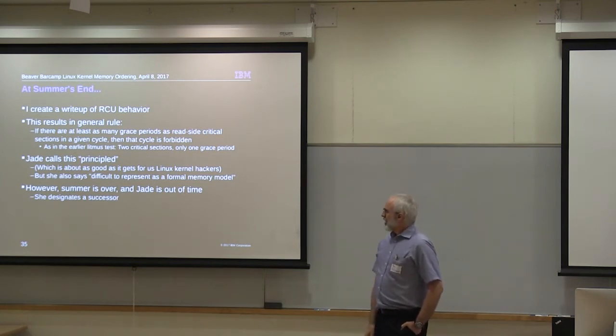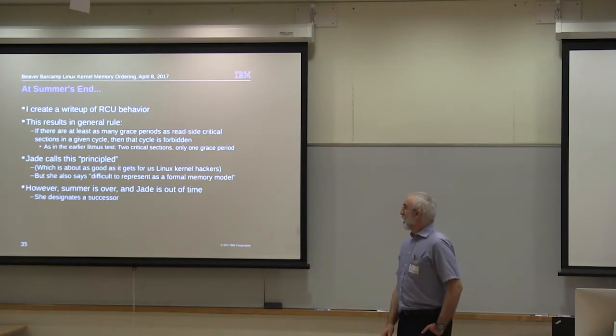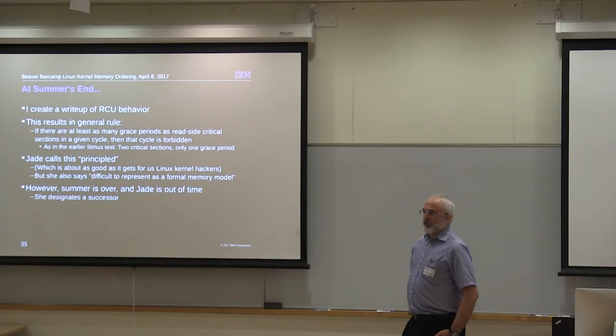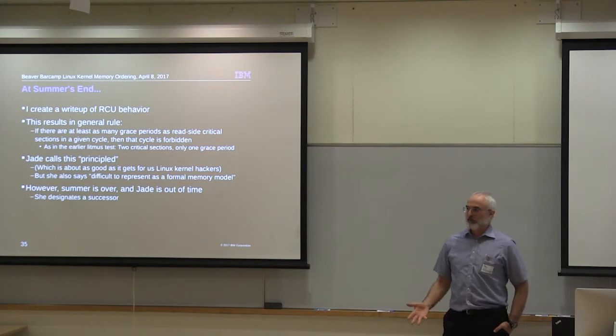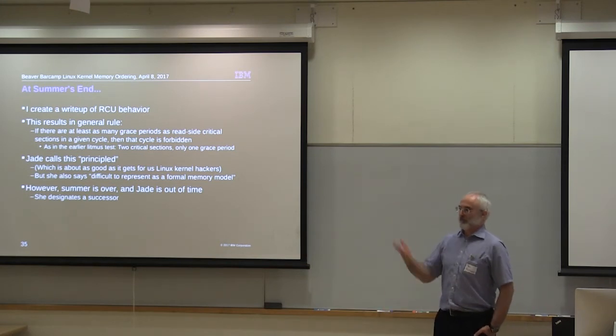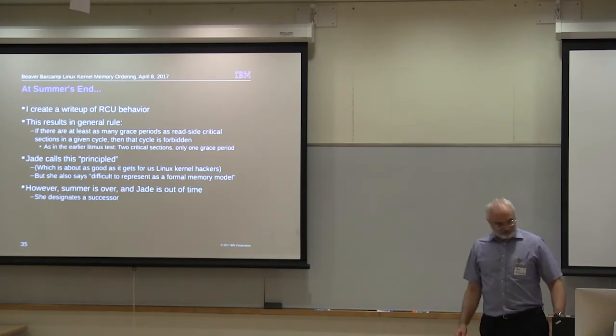Now, John actually liked this. She called it principled, which is about as good as it gets for a Linux kernel hacker, with one exception we'll see later. But she also said this was difficult to represent as a formal memory model. And by the time I actually got my act together and did this, it was like September, and summer was over, she was a professor, and she was out of time. But she did designate a successor.